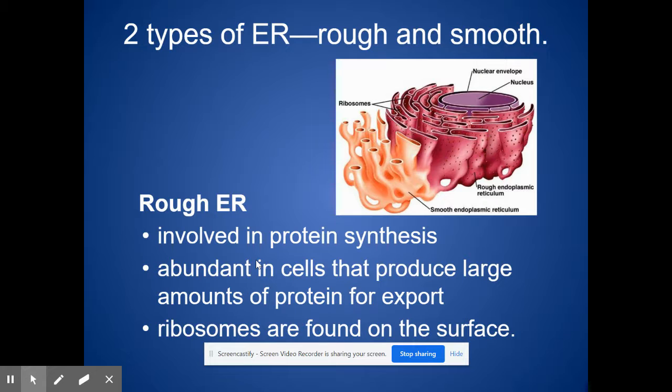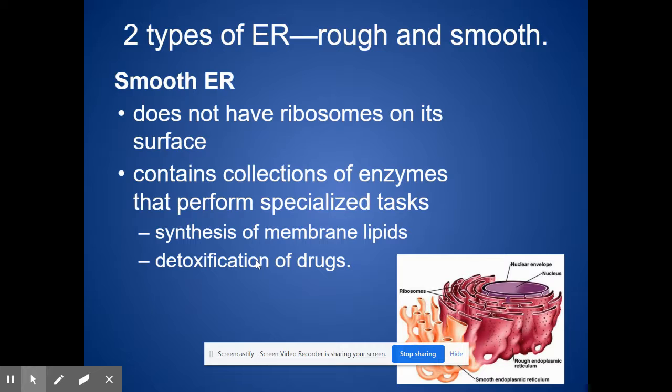Now, only proteins that are going to be secreted leave, like insulin, for instance, or something that gets sent outside the cell, that will be made here. And it's rough because ribosomes are found on the surface. And the smooth ER, they just look like these tubes of sacs. They don't have ribosomes, so they're not involved in protein synthesis. They're involved in making lipids and detoxification of drugs.